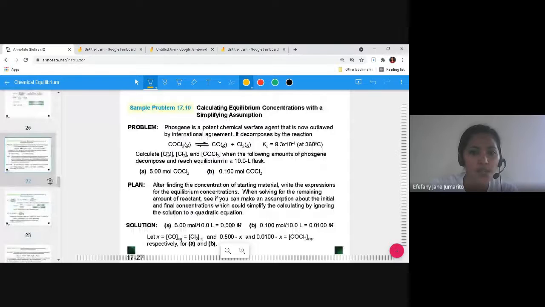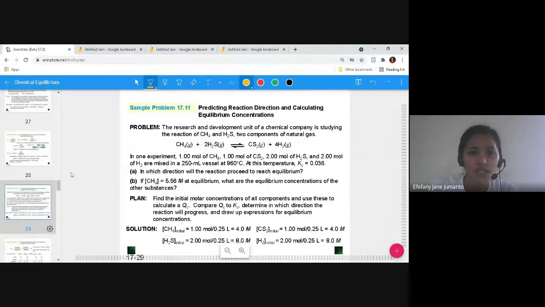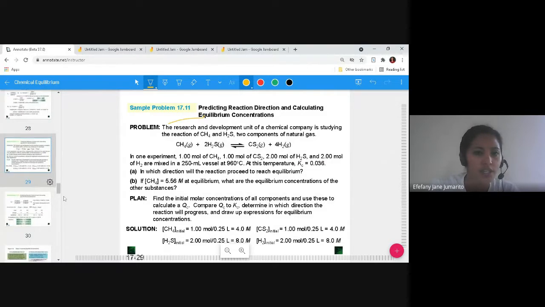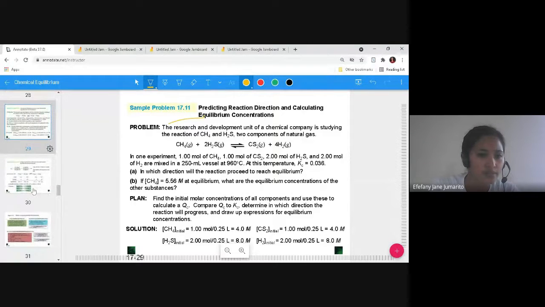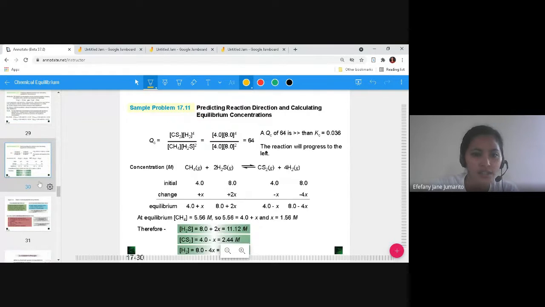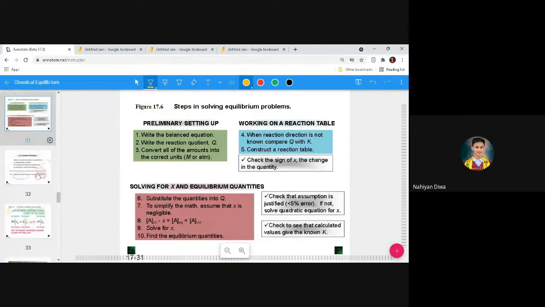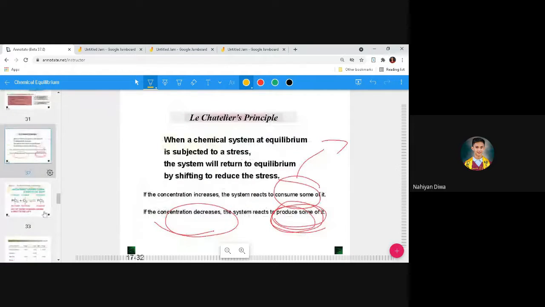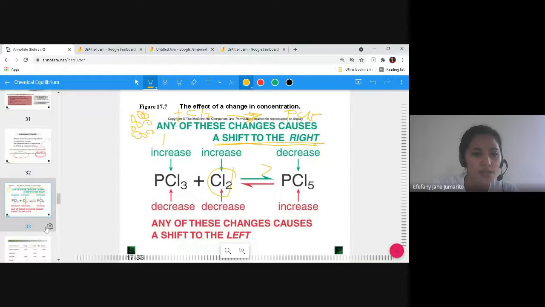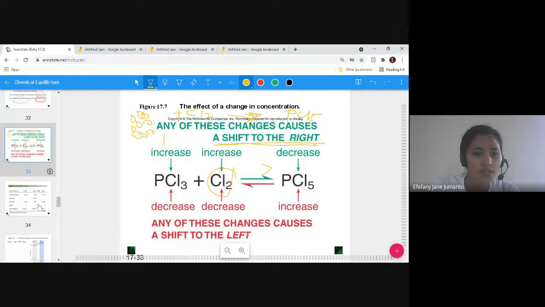Then your problems, this one 17.10, and then you have this 17.11. You work with that. Then when you pass it, I will put it in the group chat, in the G-class.